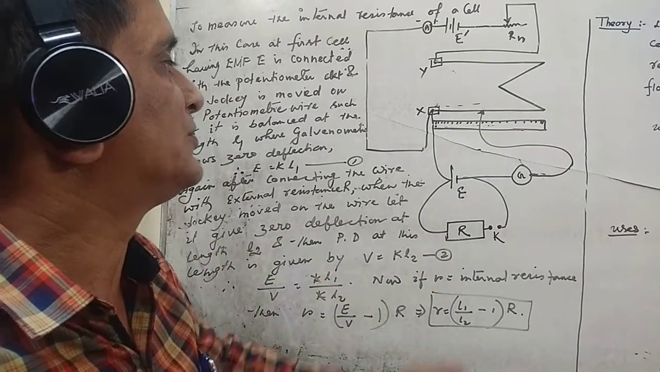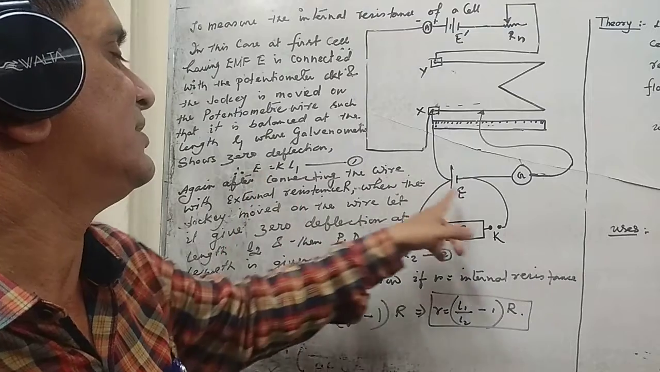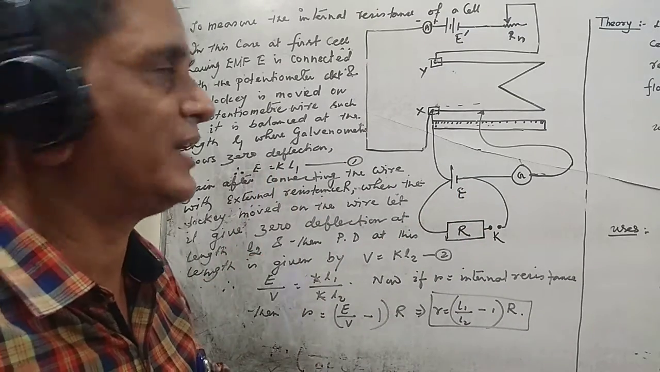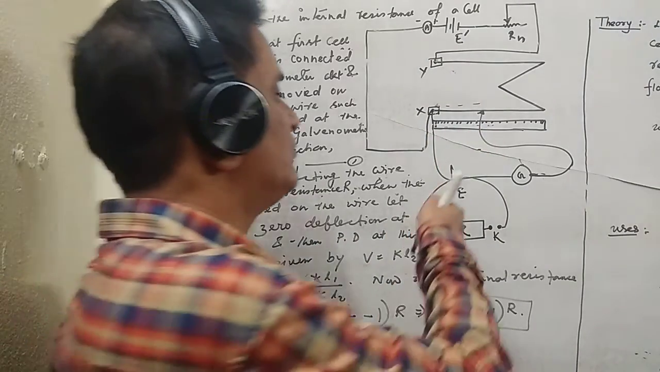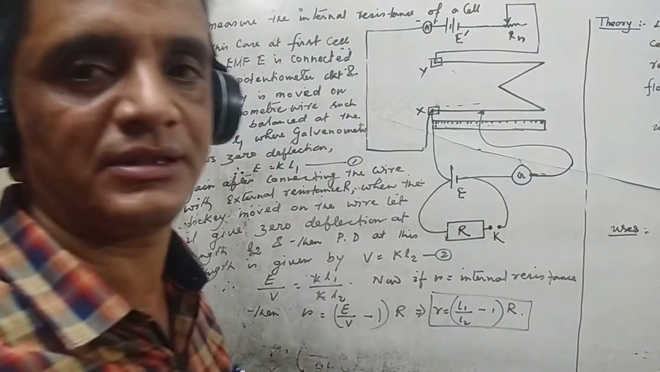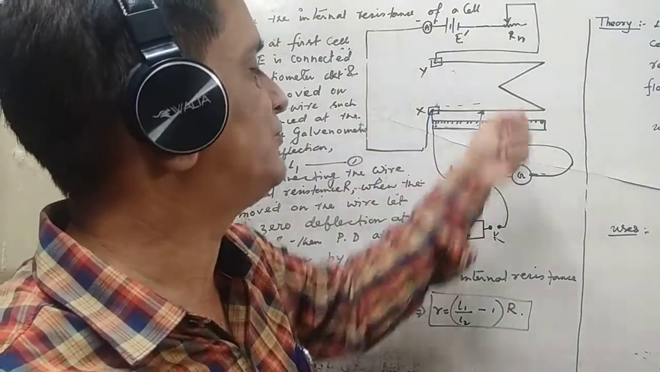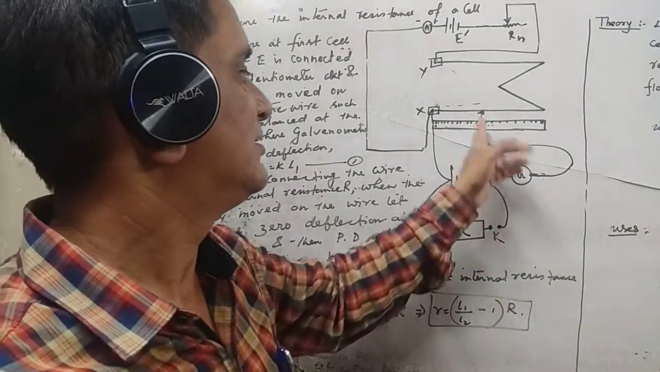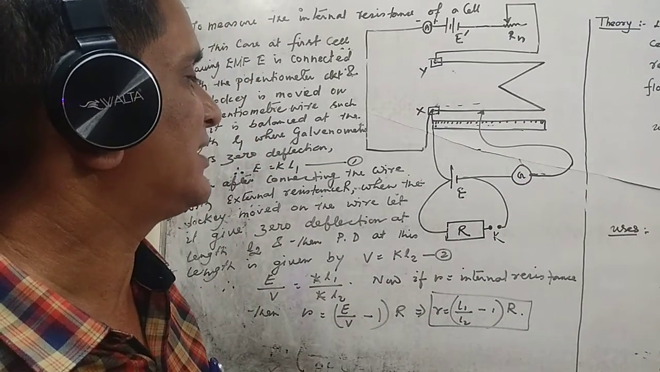Now, when you move the jockey on the potentiometer wire, at some length L1 it again gives zero deflection. So we can say the EMF E is equal to K into L1, and we can measure L1 by the scale here. Now we will connect this side with an external resistance R, and this key is on. Again when you move the jockey on the wire, the galvanometer gives zero deflection at another length L2.